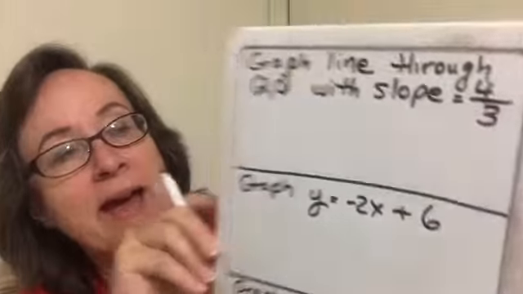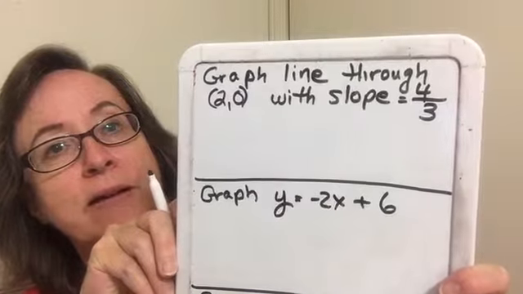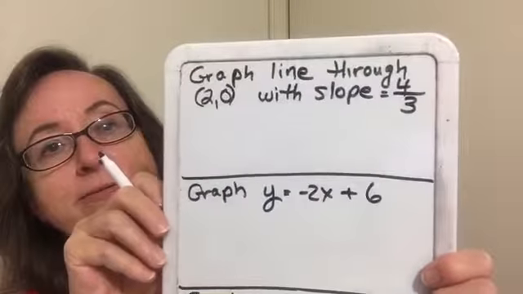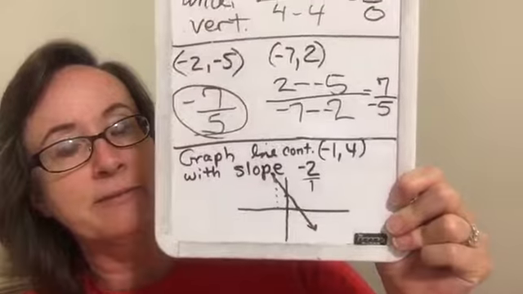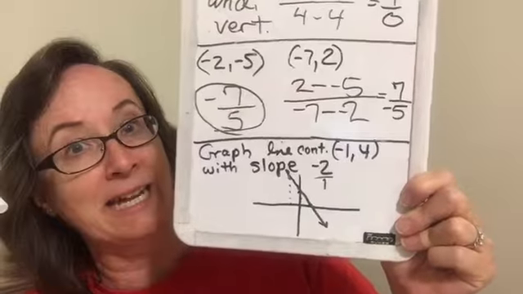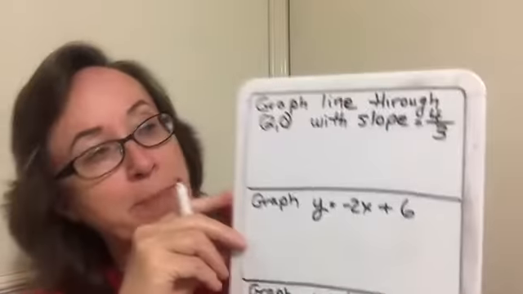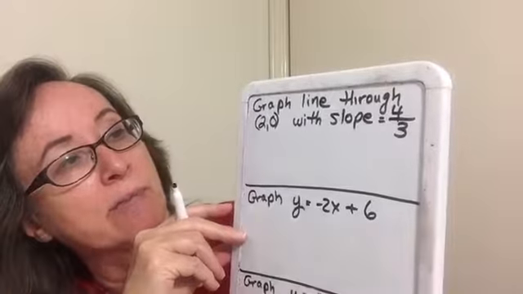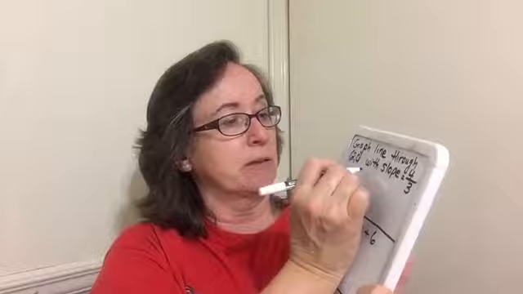Okay, so then we have graphed the line through 2, 0 with a slope of 4/3. So this slope is positive. Notice that the previous slope was negative, and it is declining from left to right. This slope should be positive because we have a positive 4/3, and we're going through the point 2, 0. So let me make a little grid on here.